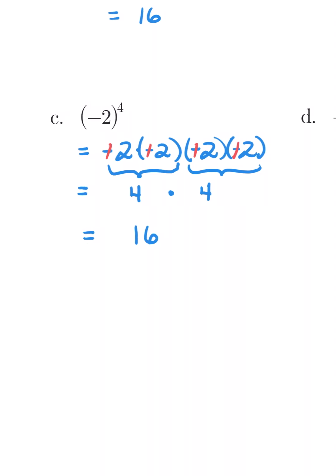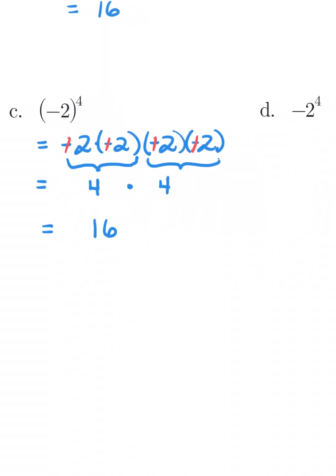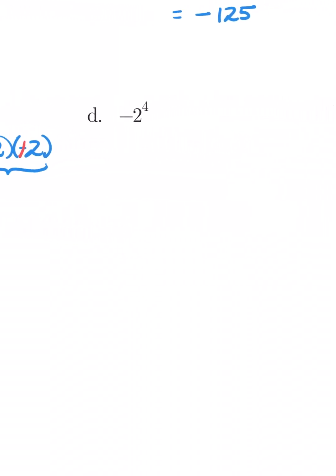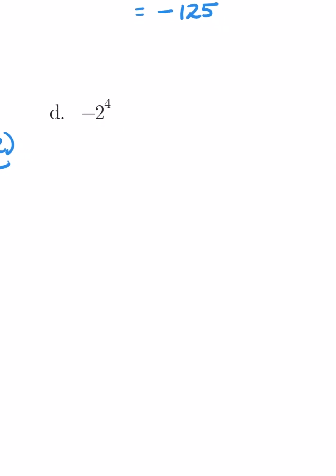All right, now the next one, I do want to point out that there is a difference between if your negative is inside parentheses and if it's not. So example D, this is the one that you need to kind of put a star next to in your notes because they are very different things.